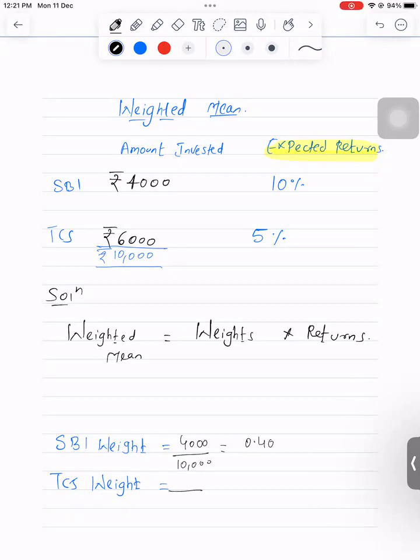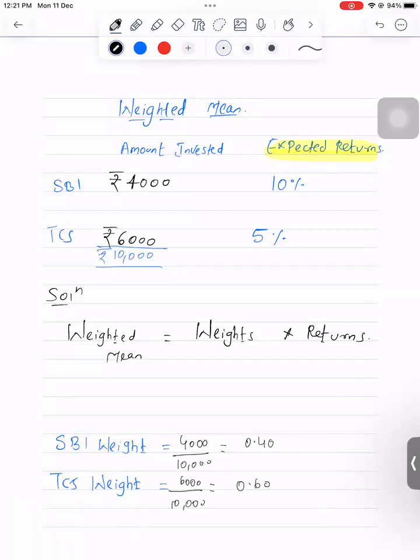In the same way, out of 10,000, 6,000 is invested in TCS. So weightage will be 60%. So this is how you need to come up with weights. Okay, very easy. Once you have weights with you, what you need to do, you need to multiply with returns.